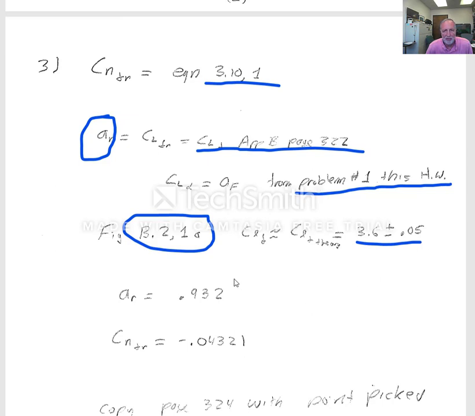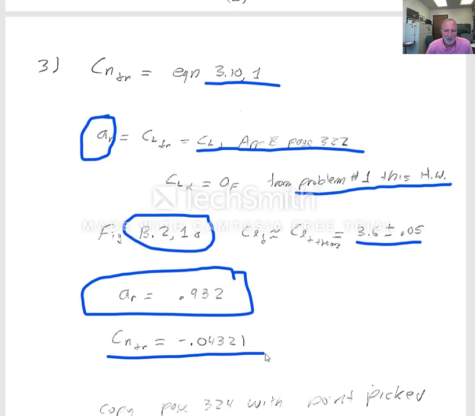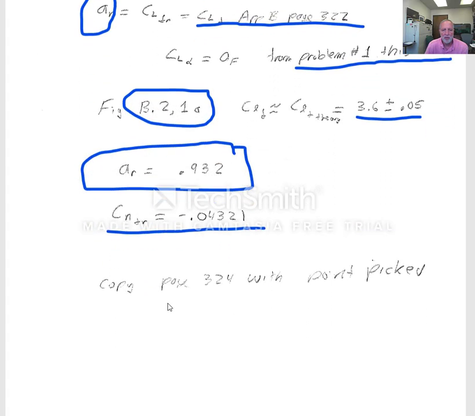And then feeding into the formula for AR, you should get this number here. And then the formula for CN delta R is minus 0.04321. Make sure that you copy page 324 with the point you picked to give you the number up here, because that will be part of the grade, is making sure you copied that figure.